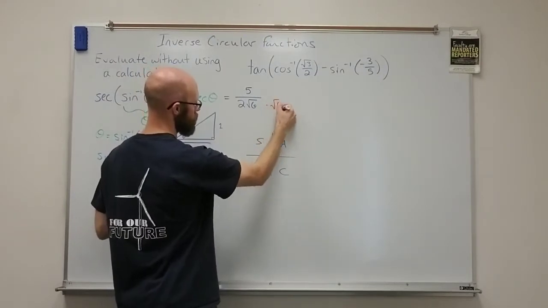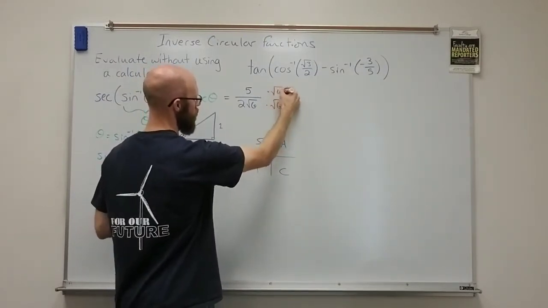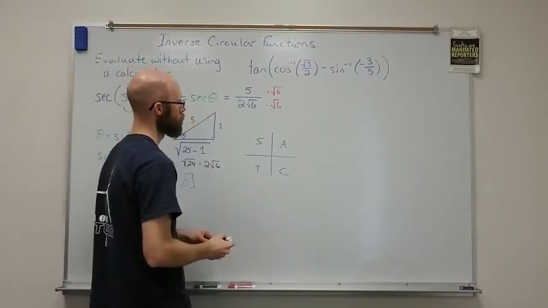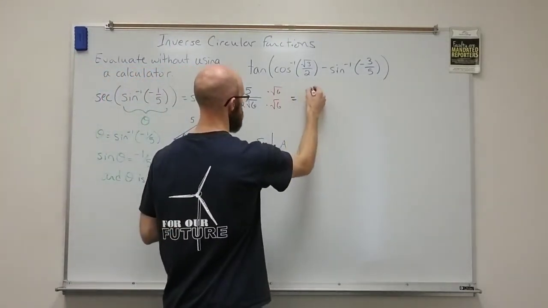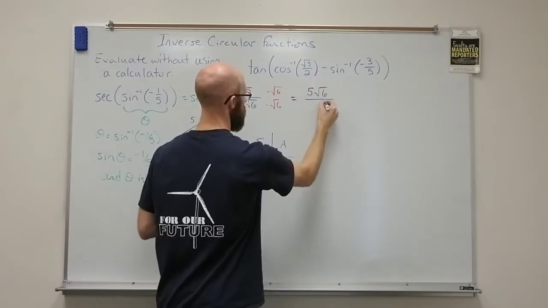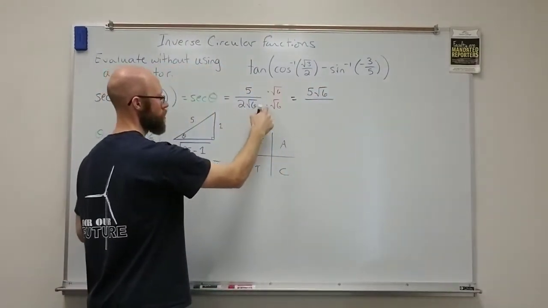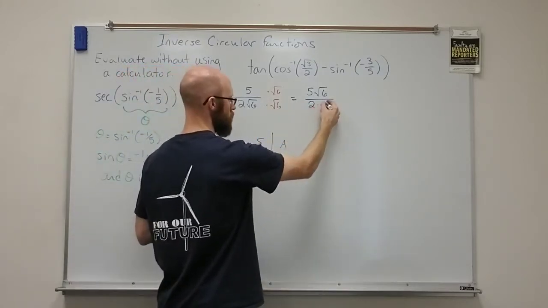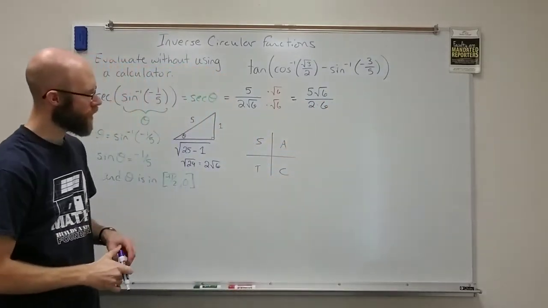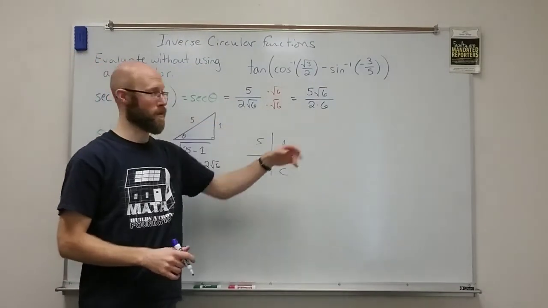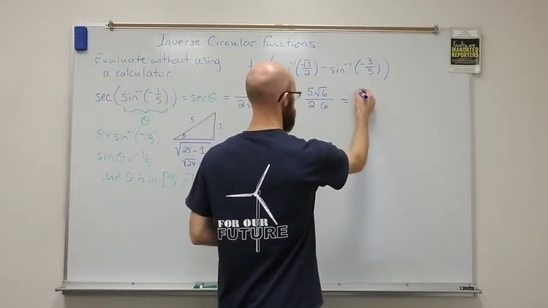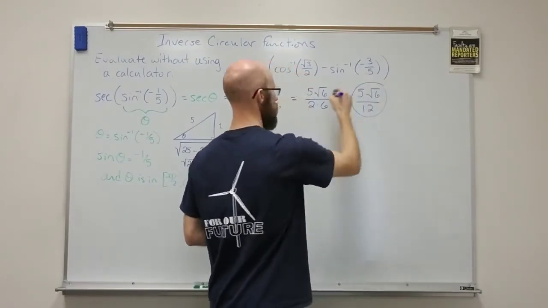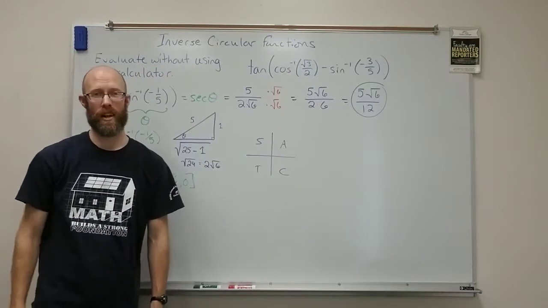Let's multiply by root 6 on the top and the bottom to get rid of that root. You're going to end up with a 5 root 6 on top. And then 2 root 6 times root 6: the 2 is going to be there, the root 6's make just a 6, and 2 times 6 will be a 12 on the bottom. So this will be 5 root 6 all over 12. That is a good answer for this one.